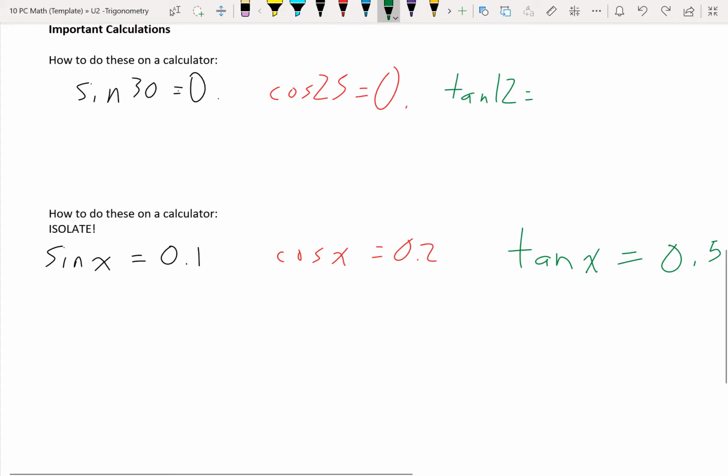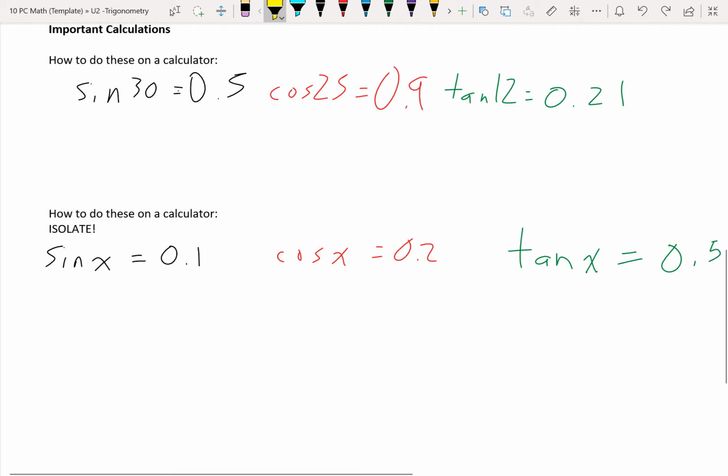So when I put this in my calculator, I'm going to do sine 30, and it gave me 0.5. When I do cos 25, it gave me 0.9063. I'm just going to round that to 0.9, okay? And when I do tan 12, I got 0.21. These are very easy. You just need to know the basics of how to do it. Most questions, you're not going to actually do that, okay? Most questions, when we're dealing with triangles, it's more complicated. This is a much more practical skill.